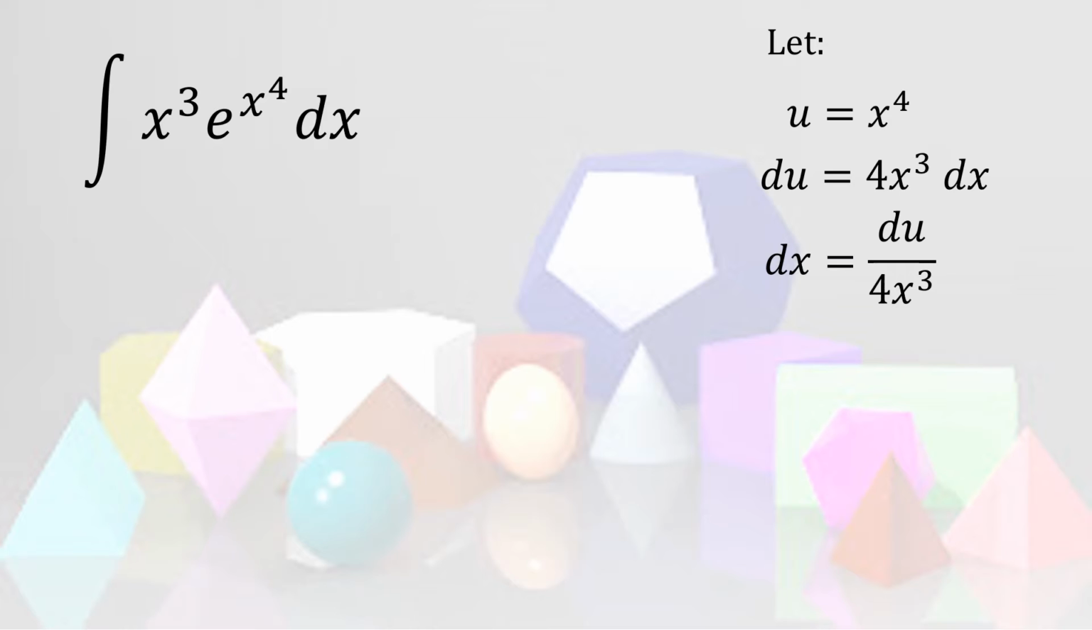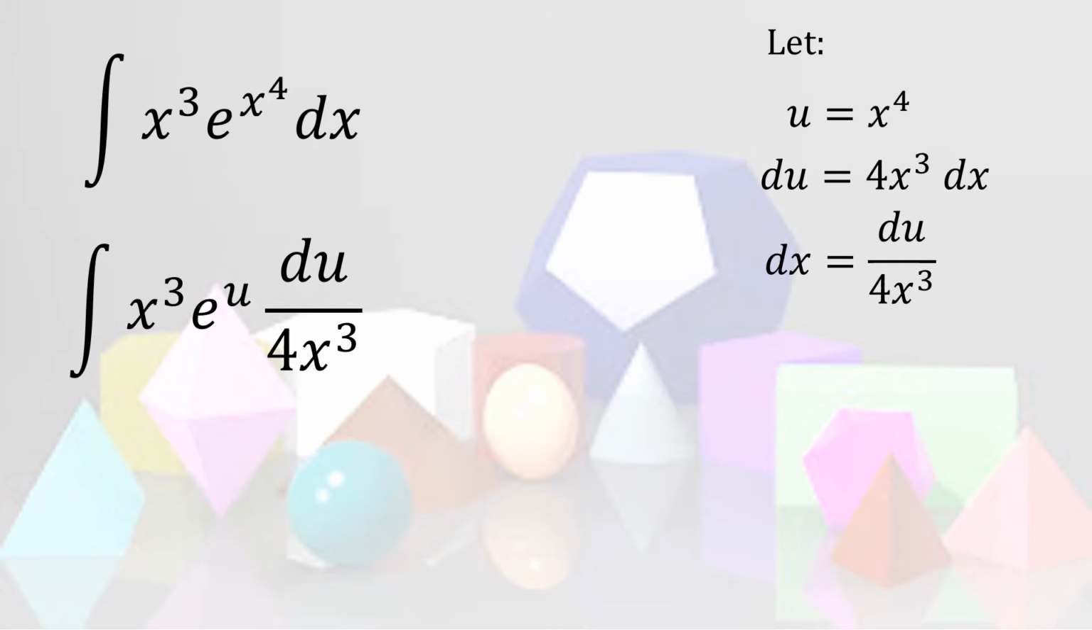Then we are going to substitute the values. So we have the integral of x to the third e to the u du over 4x to the third. We can cancel x to the third and x to the third. It will be equal to 1. And therefore, what's left is 1/4. And the 1/4, we are going to write it outside the integral symbol. So we have 1/4 times the integral of e to the u du.